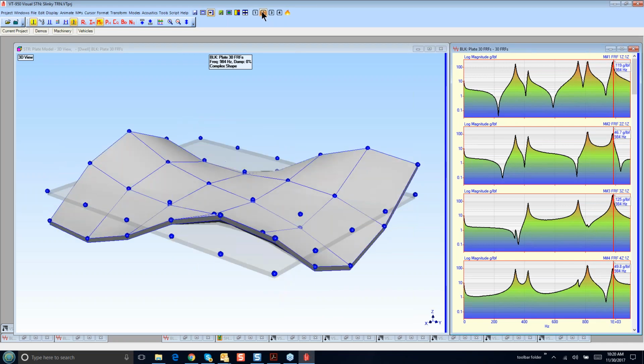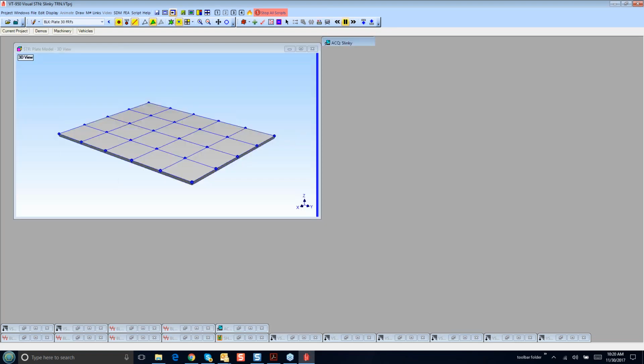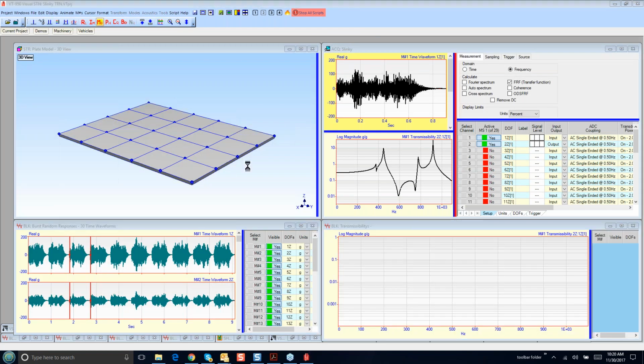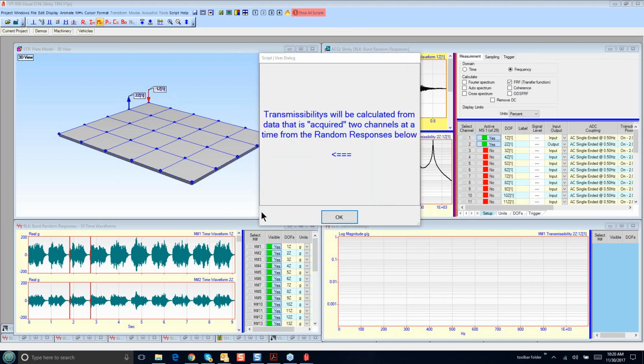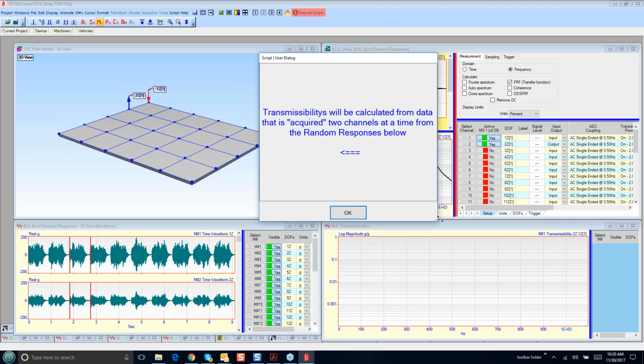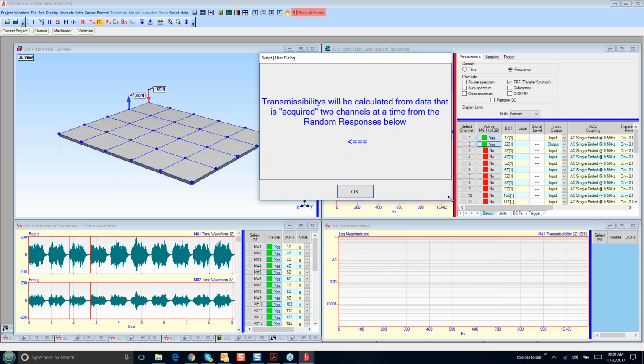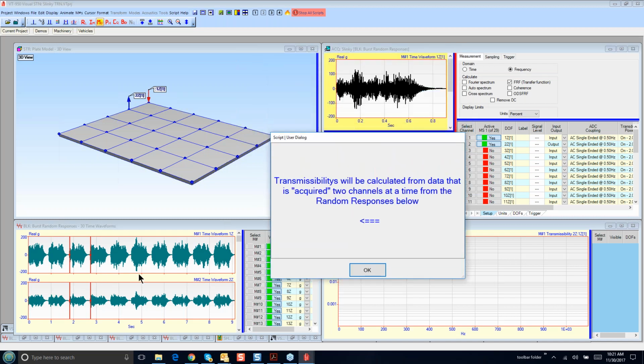I'm going to press the second hotkey, and now I'm going to simulate some excitation of this flat plate. And what's it telling me here? It's saying that transmissibilities will be calculated from data that is acquired 2 channels at a time from the random responses below. So here's what the random responses are down here. So what we've done is excited this flat plate using its mode shapes that we were just looking at.